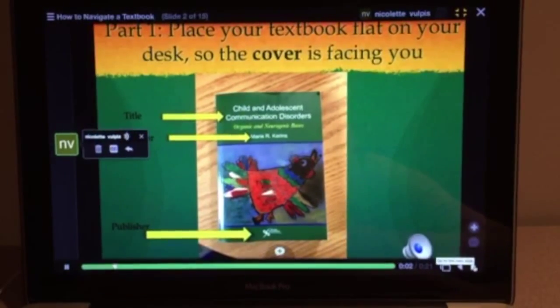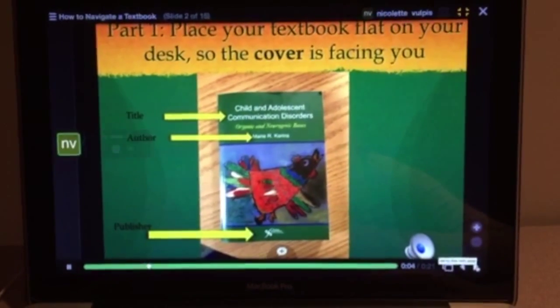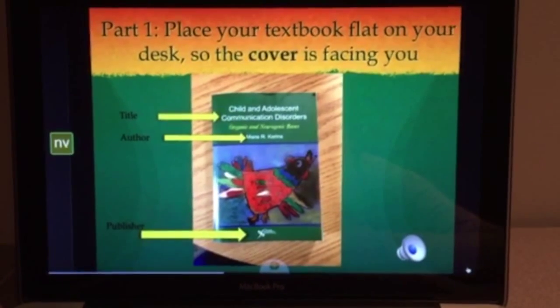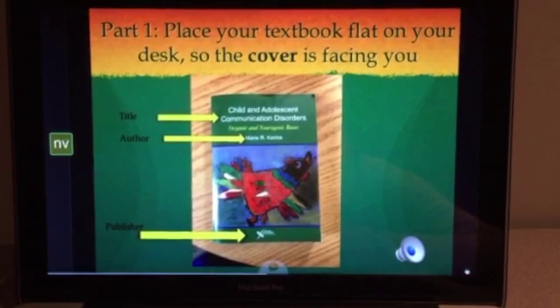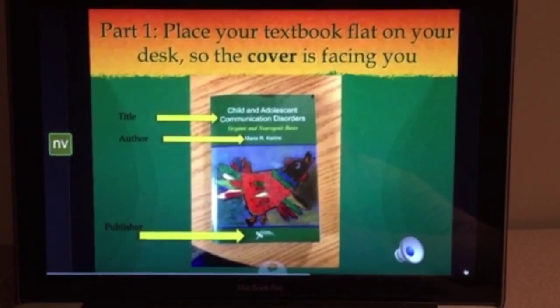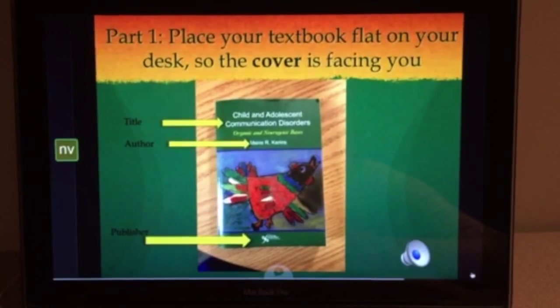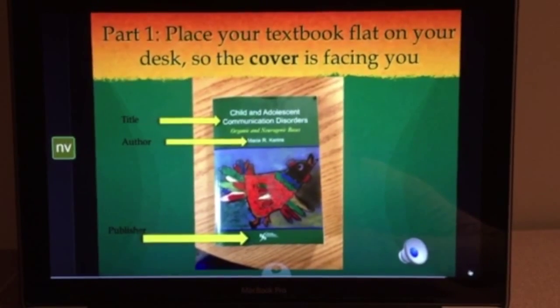Now, let's take out our textbook and place it flat on your desk so the cover is facing you. On the cover of the textbook, there should be the title, which tells you what the book is going to be about, the author, who wrote the book, and the publisher, who helped publish the book.